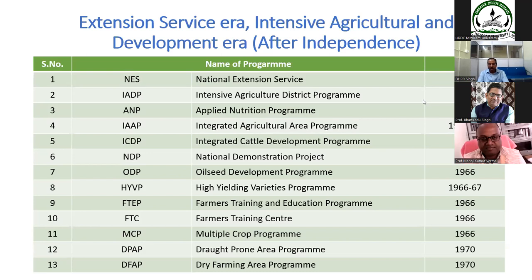Then another program was introduced, the dry farming areas program. That is also one thing, giving emphasis to developing varieties that are produced in dry farms and dry areas. So drought resistance variety development is also one of the biggest tasks for our scientists, how to develop varieties that are drought resistant, so that they give good production in the drought areas also.